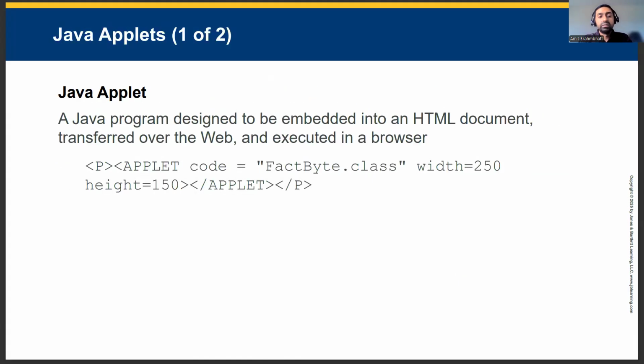Java applets. Java applets were small Java programs embedded in web pages and executed in browsers. A typical HTML snippet references the .class file and sets size parameters. Although outdated now, applets demonstrated early client-side interactive content.